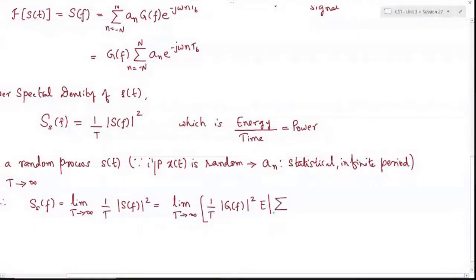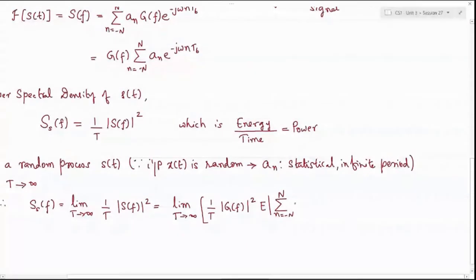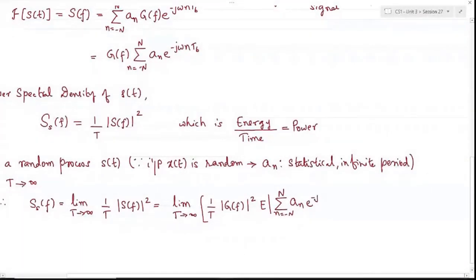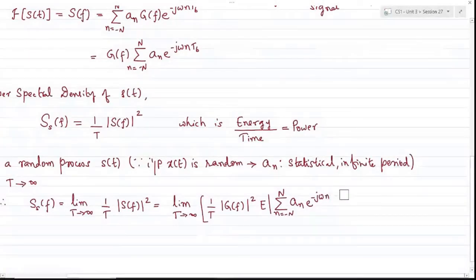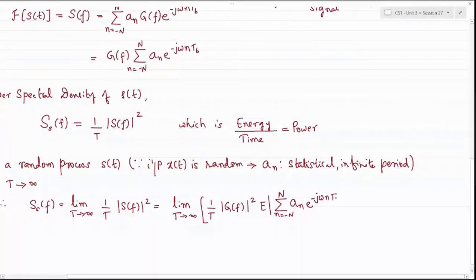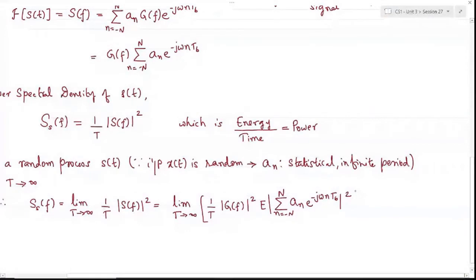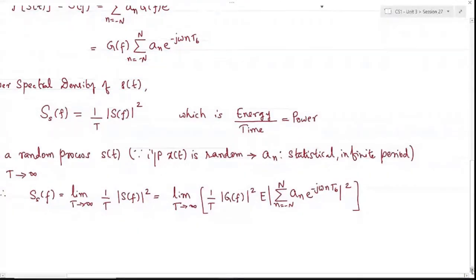The magnitude of this whole square is nothing but the mean square value of that, which is the expectation of the summation from minus N to N of a_n e to the power minus j omega n T_b, whole square. Okay, so this is the magnitude or the power spectral density we need to evaluate.